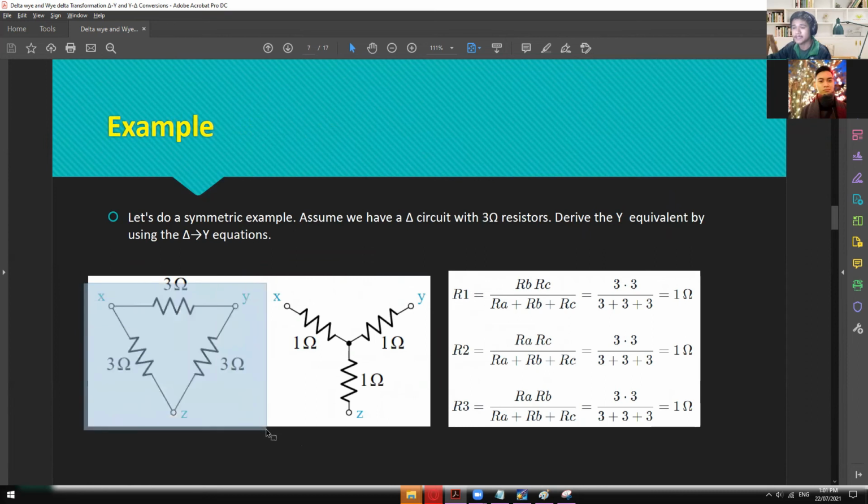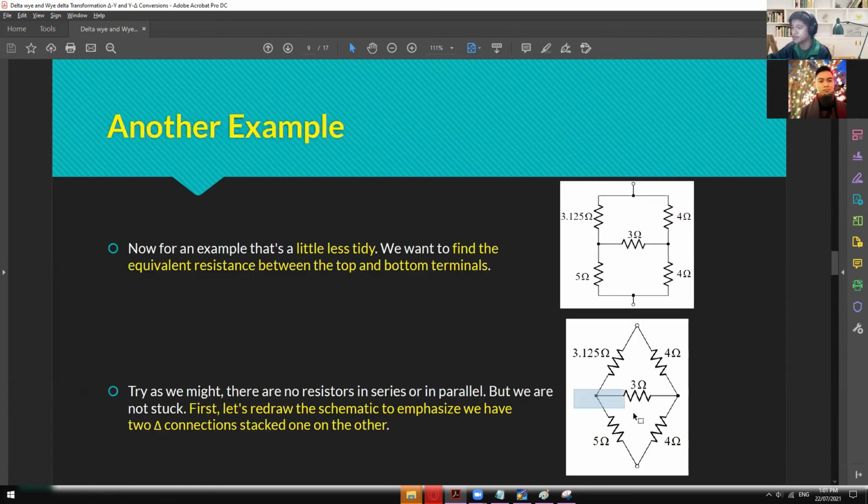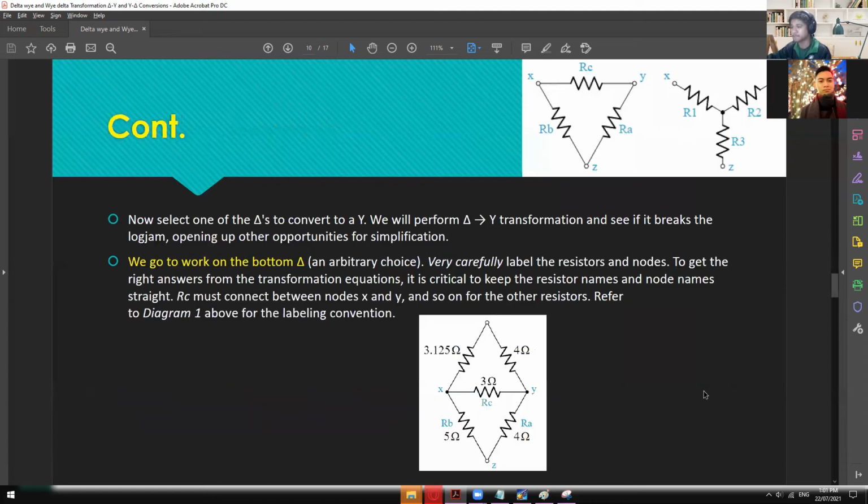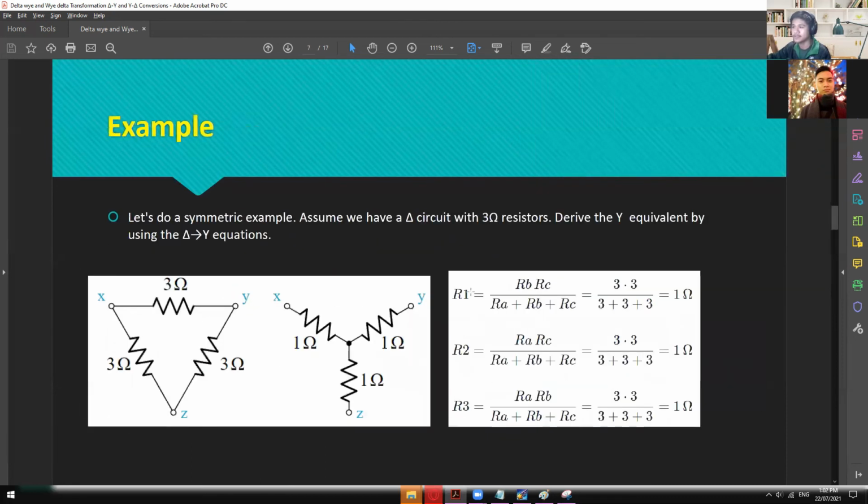So we have this inverted delta, that is why it's a lot easier to solve the bottom part first. And then after that, you will see later on that you don't need to solve the upper portion anymore. But anyway, here is now the labeled configuration. We have here the RB, we have here the RC, and then RA, and then the X, Y, and then Z. So just always stick with this kind of labeling. Once you have that, then you can now perform this formula: RB times RC divided by RA plus RB plus RC, and so on and so forth.